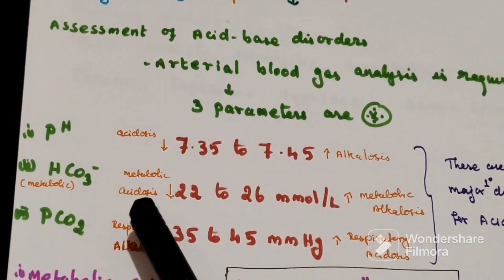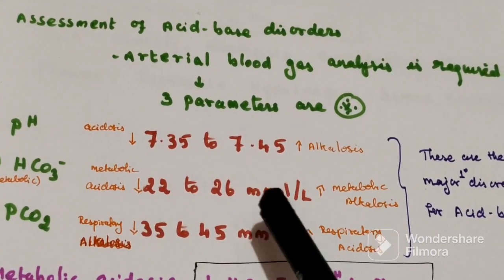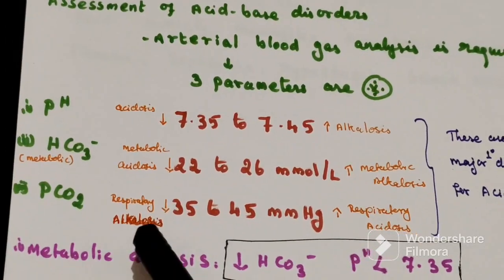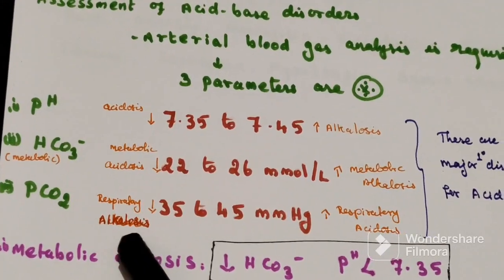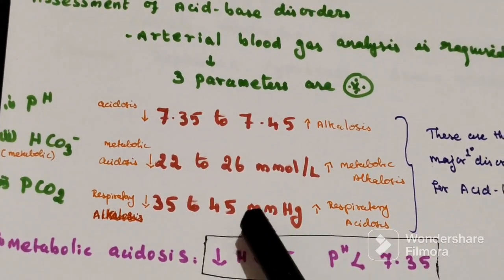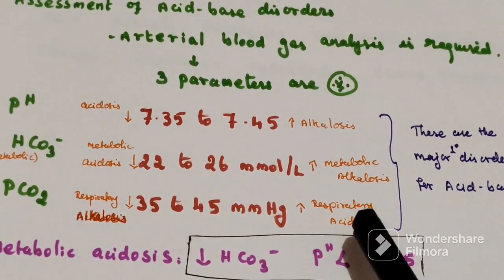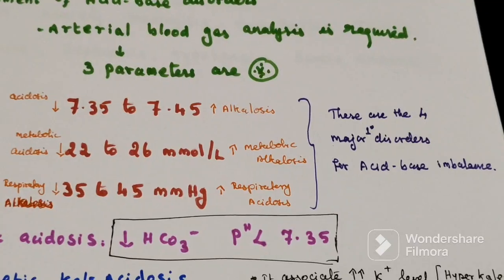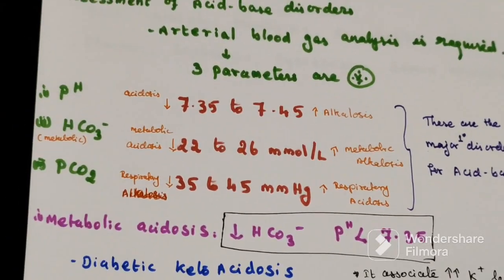Then a bicarbonate level less than 22 means metabolic acidosis. More than 26 means metabolic alkalosis. Partial pressure of carbon dioxide less than 35 mmHg means respiratory alkalosis. More than 45 mmHg means respiratory acidosis condition. So these are the four major primary disorders of acid-base imbalance.